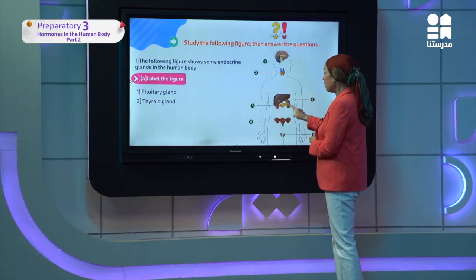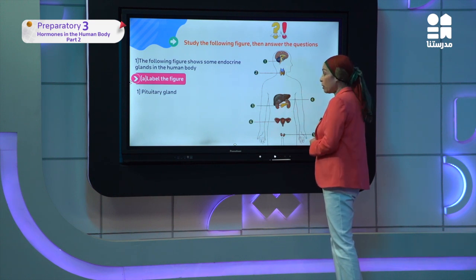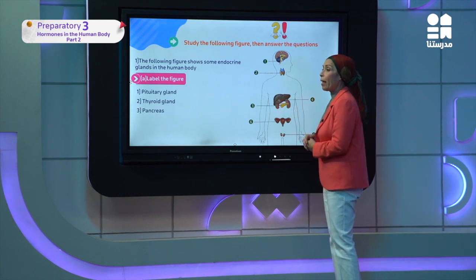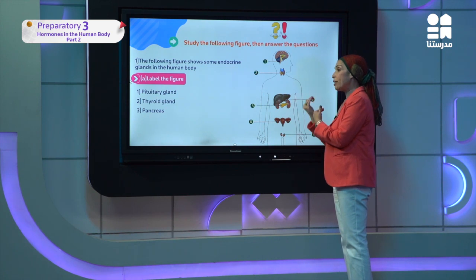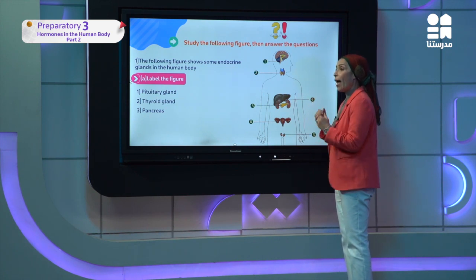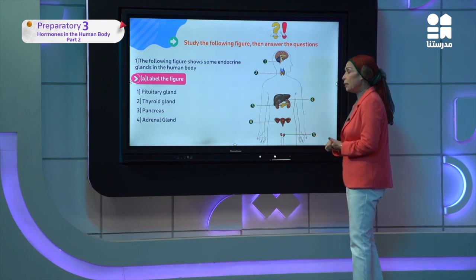Number 3, what is it? It's the gland between the stomach and the small intestine. We said pituitary and thyroid, so number 3 is the pancreas. The pancreas has a distinctive shape, like the fiber of a plant, a very distinctive shape. Number 4, this is the kidney, and the gland above it, adhered or stuck to the kidney, we call the adrenal gland. So number 4 is the adrenal gland.